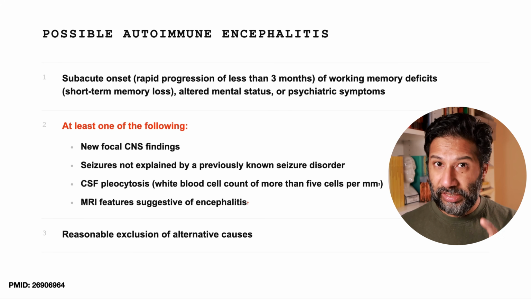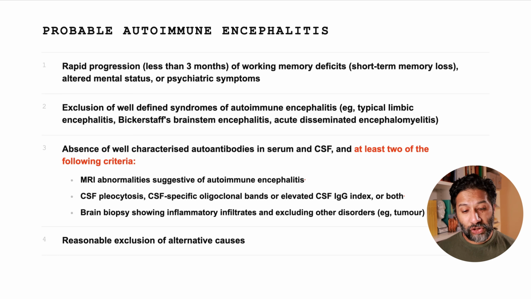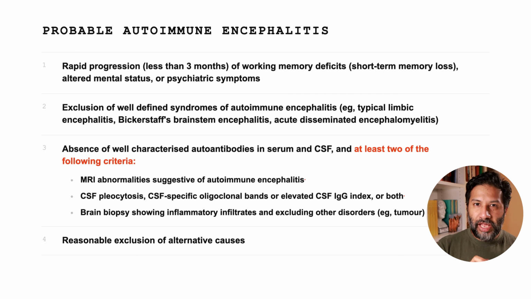If this is successful, we can move to the next level to try and figure out if someone has a probable autoimmune encephalitis. And so it's the same features where number one is that rapid subacute onset, less than 3 months. We want to exclude other syndromes, which we will talk about in this lecture series, like limbic encephalitis, Bickerstaff's encephalitis, etc. So they don't have something else that's a slam dunk as a diagnosis. We can kind of add that to number 4, which is excluding alternative causes.